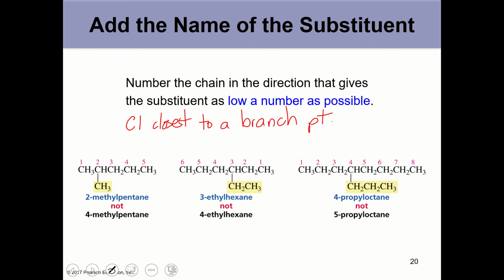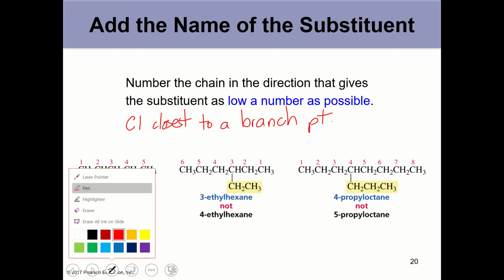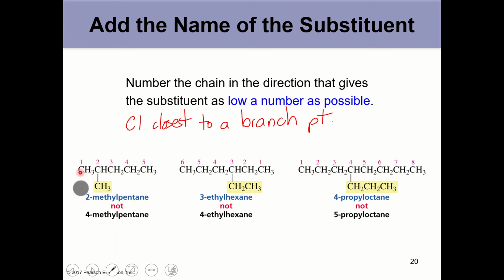Okay, so if we look at our examples here, we can see that for the first molecule in the line of 3 molecules on the left, the longest carbon chain was 5 carbons. And then at carbon 2, we had a branch, which was a methyl group. And so carbon 1 is closest to the possible branch point. So we would call this 2-methyl, rather than numbering from the right to left, calling it 4-methyl. 4-methyl would be incorrect.